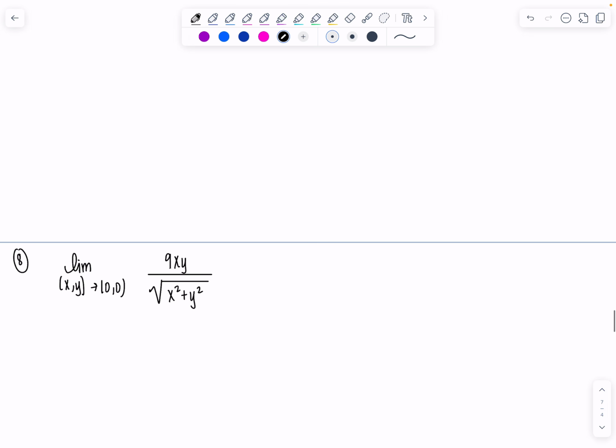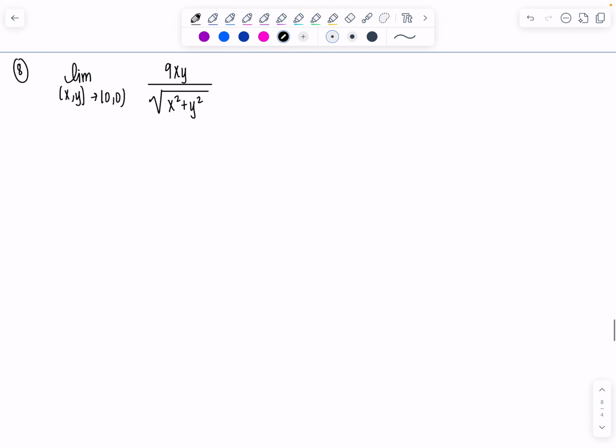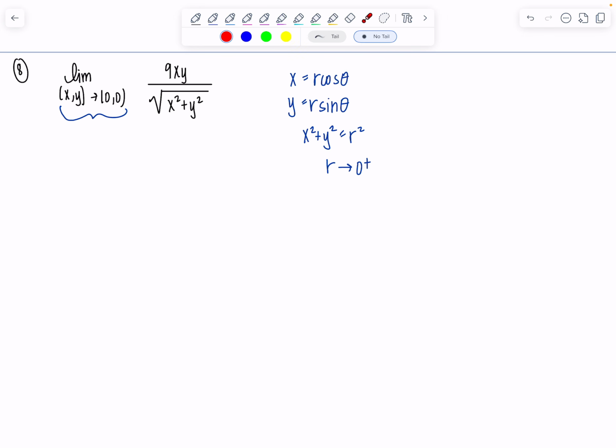Okay, I got a couple more for you. Limit as (x,y) goes to (0,0) of 9xy over the square root of x squared plus y squared. So one of the techniques we haven't gone over so far is switching to polar. When you go to polar, you're going to substitute in x equals r cosine theta, y equals r sine theta, x squared plus y squared is equal to r squared. And you can only do it when you're going to the origin, and make sure that you state that r is approaching 0 from the right, because r won't be negative.